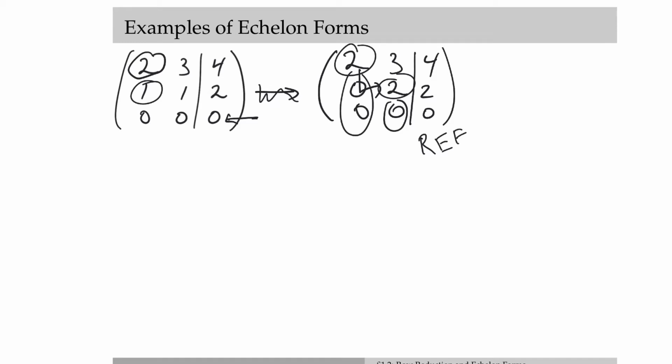The next question to ask is, is it in reduced row echelon form? Well, no, it's not, because the leading entry, first off, needs to be a 1. Neither of these leading entries is a 1. So it's row echelon form, but not reduced row echelon form. All right, well, let's change that one ever so slightly so that the leading entries are 1s.